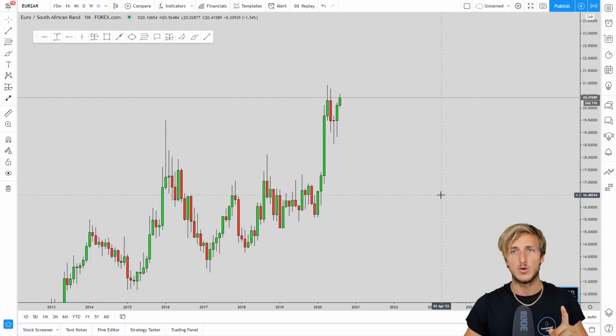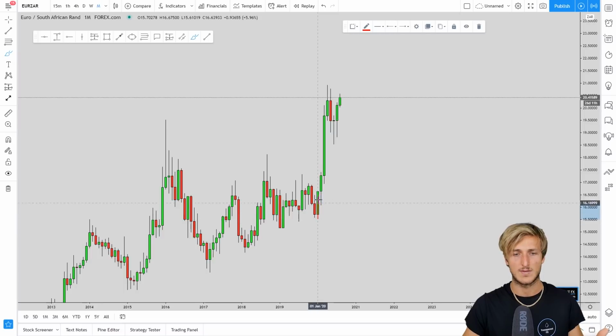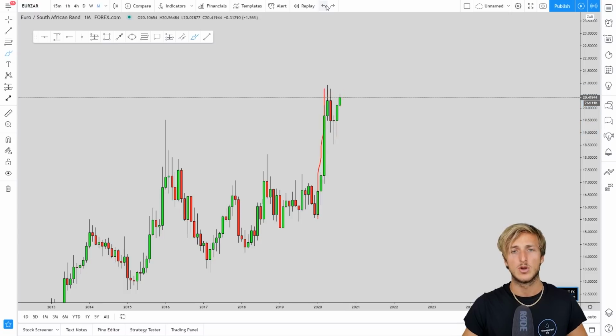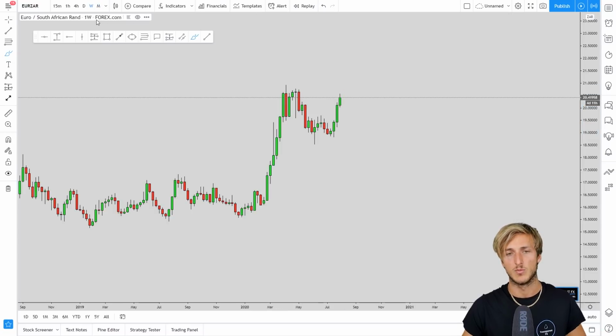So on the monthly, the only thing that we can clearly see and we can take from it is that we have a market that has created a nice impulse, a nice correction, already rejected the 0.382 and started a new impulse to the upside. Going down on the weekly time frame, what do we see?